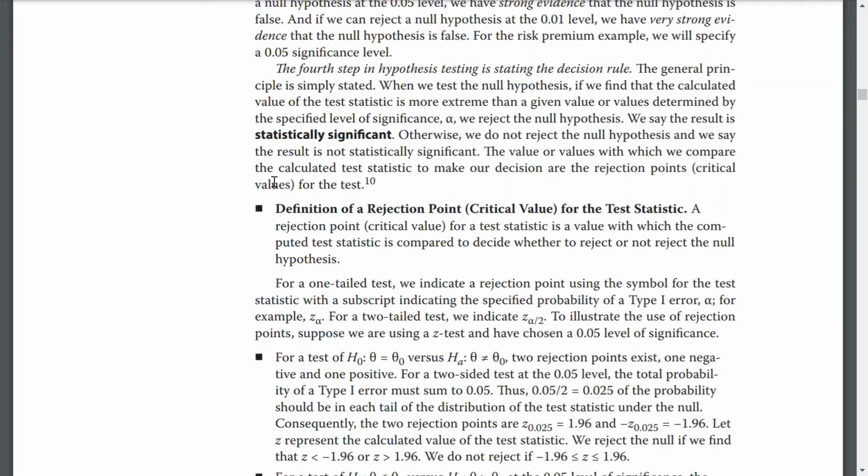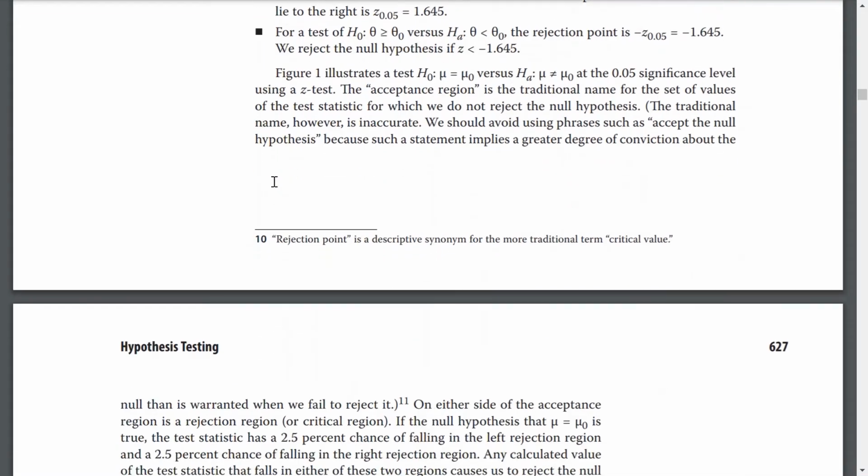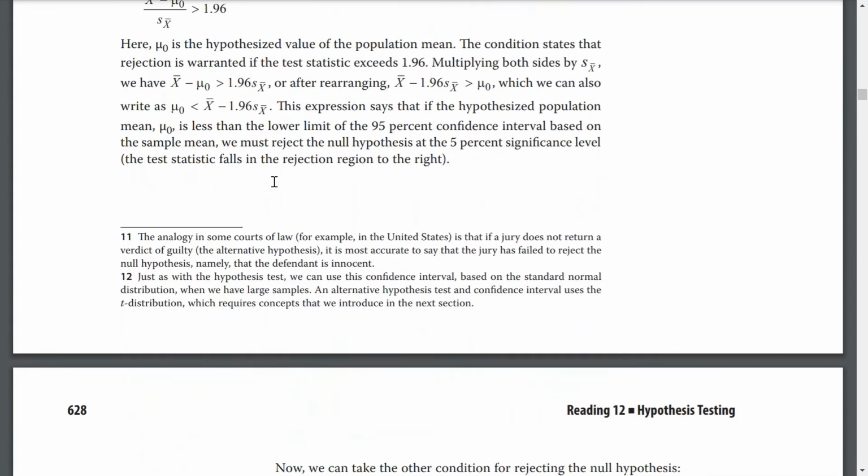Definition of rejection point or critical value. These are just intuitive stuff. Here's a graph. Here's another graph.